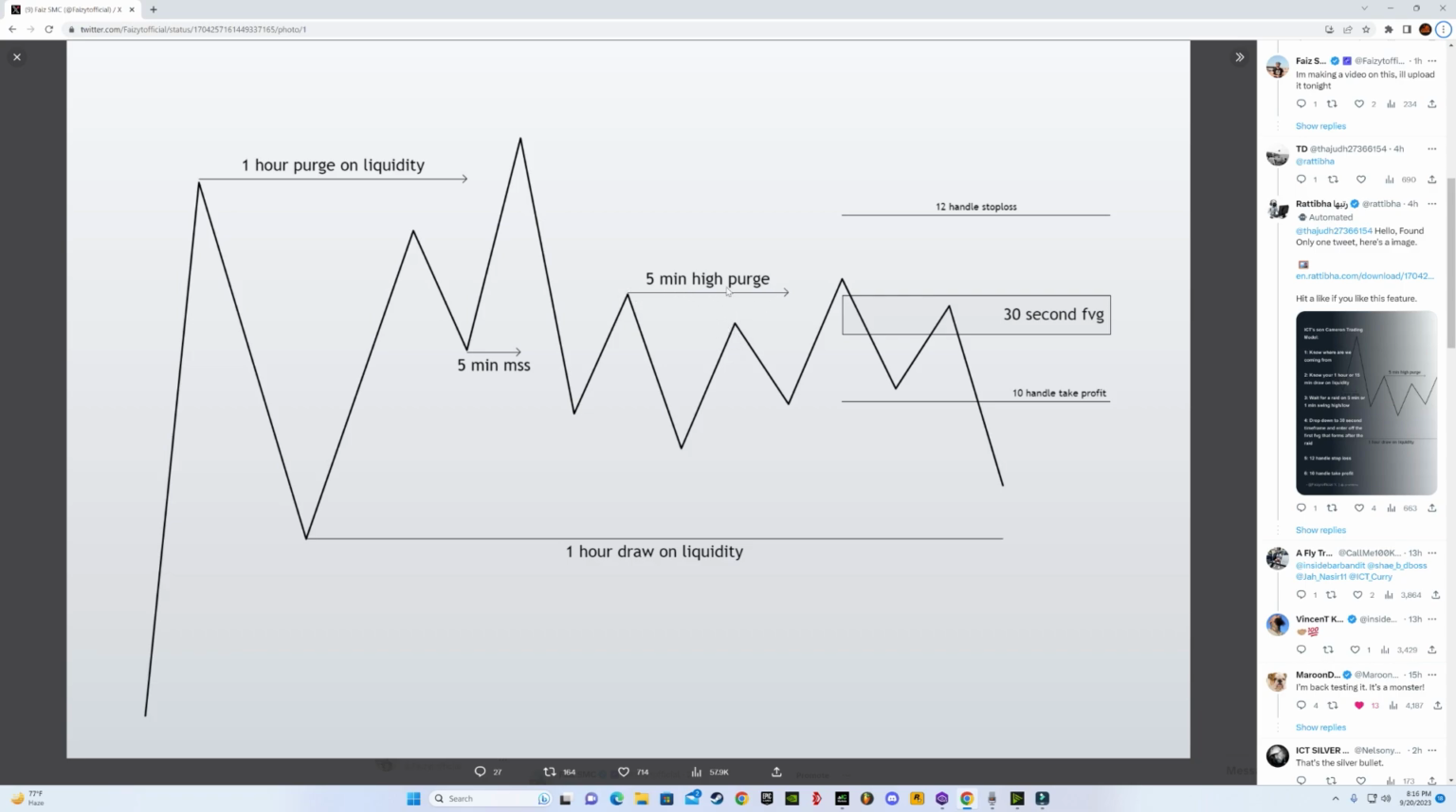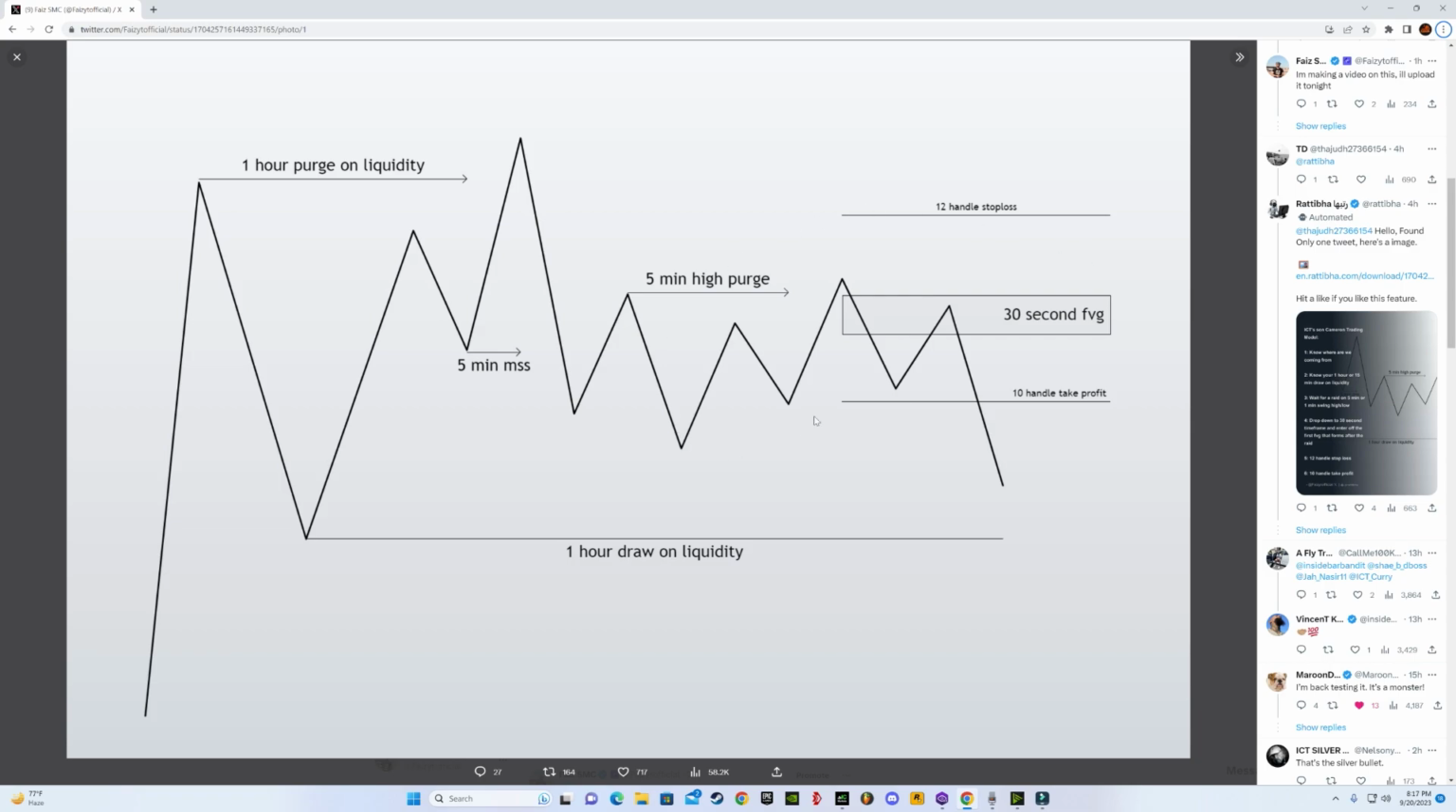Now, once price takes out this high or this high, you drop down to 30-second time frame. Yes, you heard me right. 30-second time frame. Now, here's one downside about this strategy. You have to pay for a premium TradingView package to access the 30-second fair value gap. But trust me, it is totally worth it. You will get that money back in a week or two. So it is worth the investment.